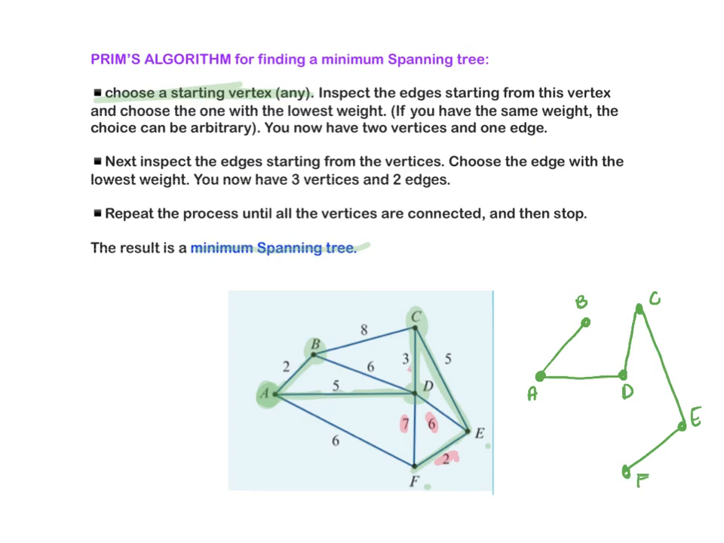Okay, so then if I put all the weights in, and if I added all of them up, that will result in the minimum spanning tree weight. So we've got 2 plus 5 plus 3 plus 5 plus 2. So we end up with 17 as the minimum weight of the spanning tree.